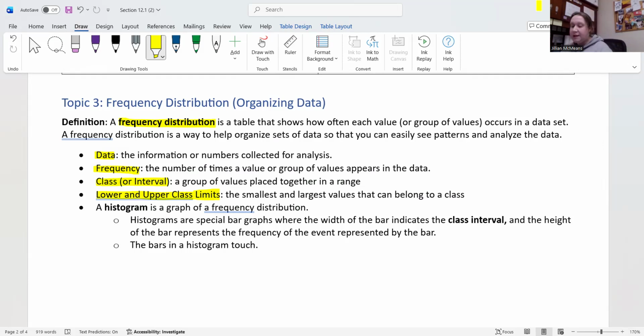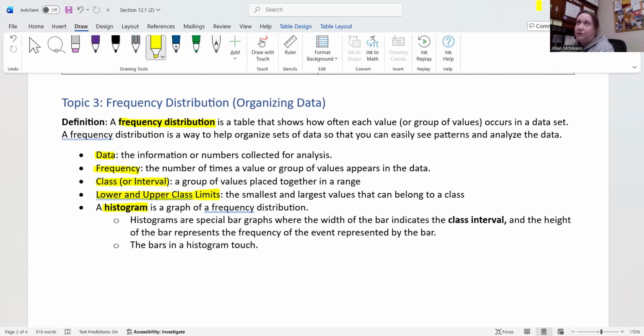And then finally, we have a histogram. A histogram is very, very important. A histogram is the graph of a frequency distribution. Once you create your frequency distribution, you can then create a graph that goes side by side with it. Histograms are special types of bar graphs. They're not exactly bar graphs.